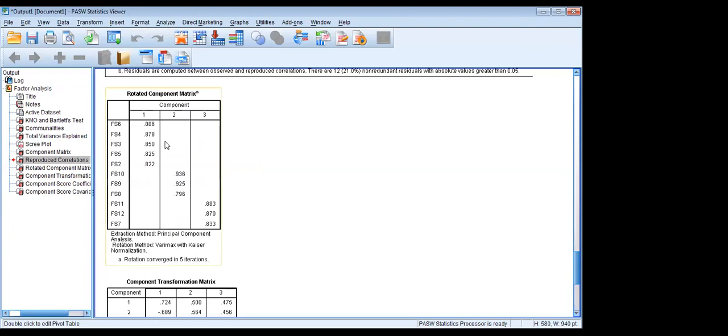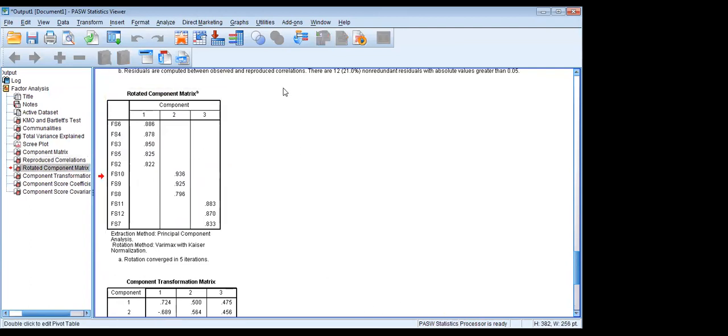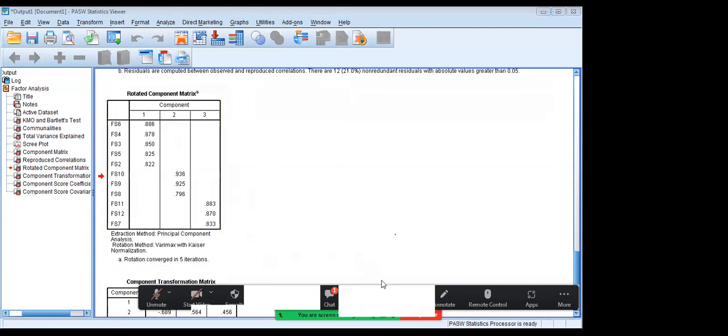This is a very important step in our grouping. These 11 variables are grouped into three major groups, right? 11 statements without any elimination, they are grouped into three. What is the first group? FS6, 4, 3, 5, 2. That is statement 6, statement 4, statement 3, statement 5, statement 2. So these five statements are grouped into group one.